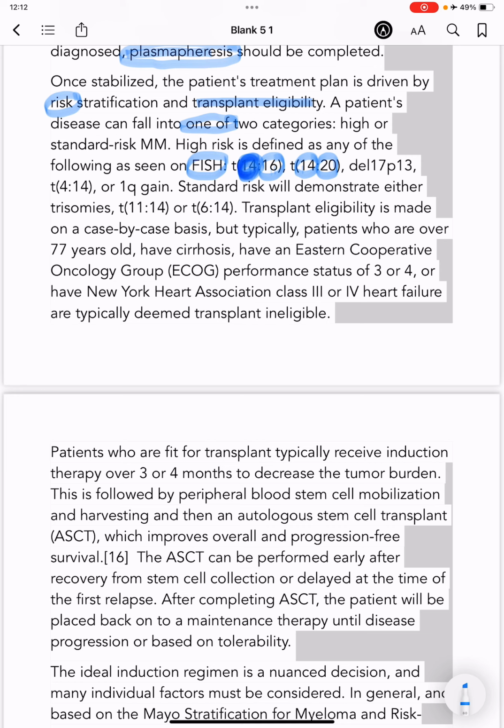Then deletion 17p13, and here 14 has come again, t(4;14), or 1q gain. So these are the high risk chromosomal abnormalities: t(14;16), t(14;20), deletion 17p13, t(4;14), or 1q gain.